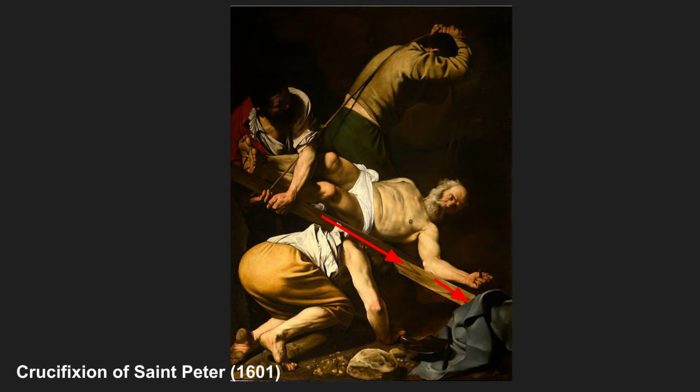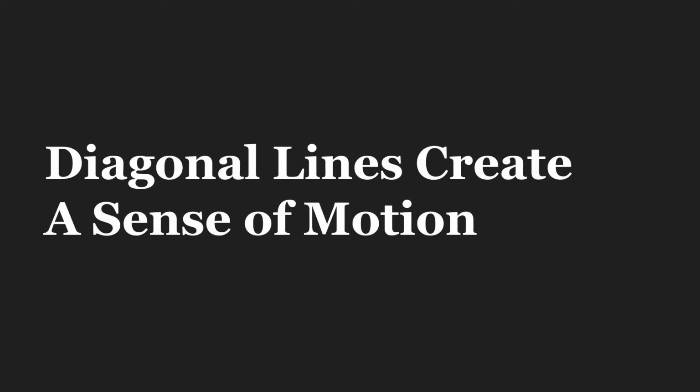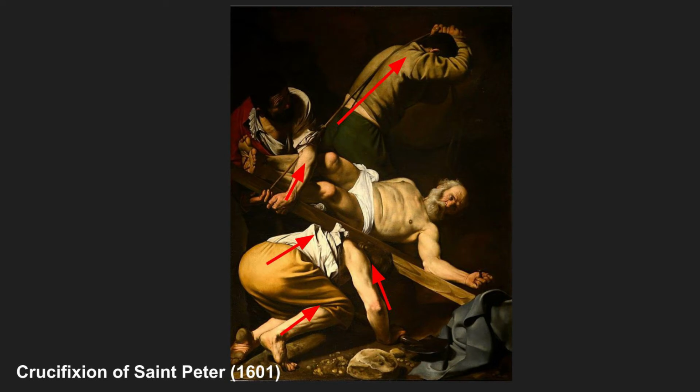Lesson 3. Diagonals create a sense of motion. Lastly, the workers' bodies form diagonals directed up through the cross into the sky. This creates a sense of struggle, motion, and energy that they are trying to expend to carry out St. Peter's crucifixion.